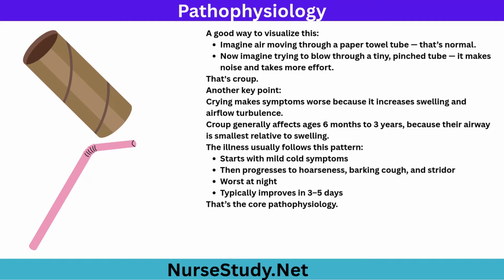The illness usually follows this pattern: it starts with mild cold symptoms, then progresses to hoarseness, barking cough, and stridor. Worst at night, it typically improves in 3 to 5 days. And that's the core pathophysiology.